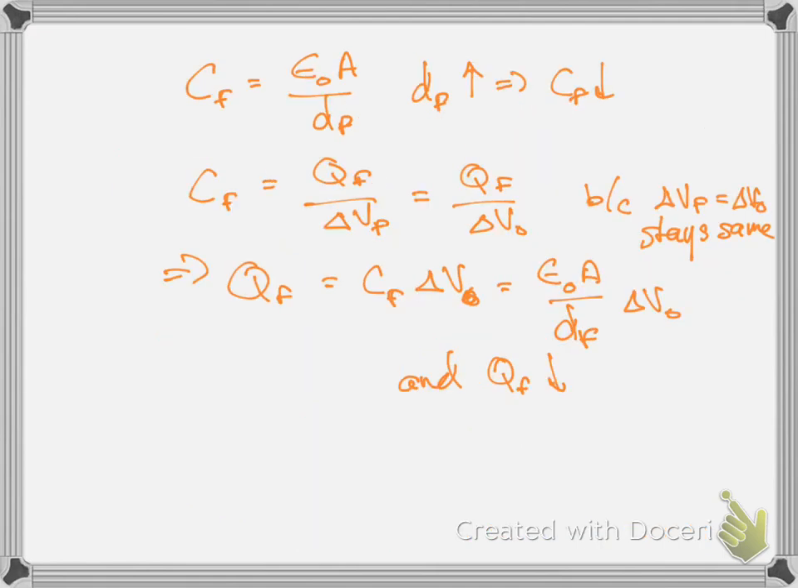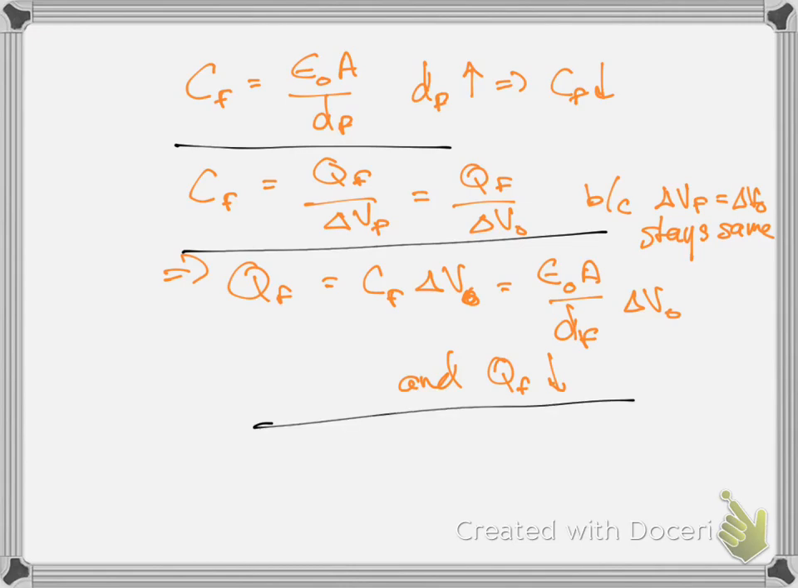So here's a summary. It's a summary of everything we just said about that particular situation, about the capacitance, about the delta V, and now about the charge. That's a summary.